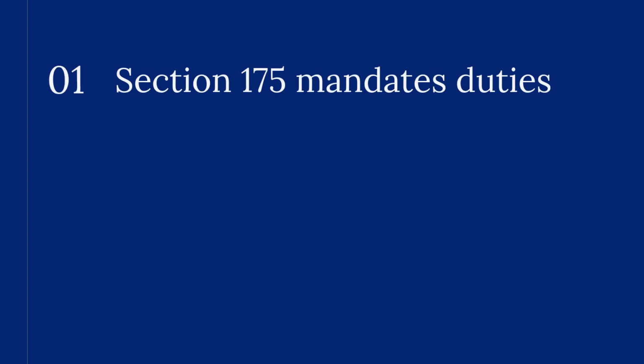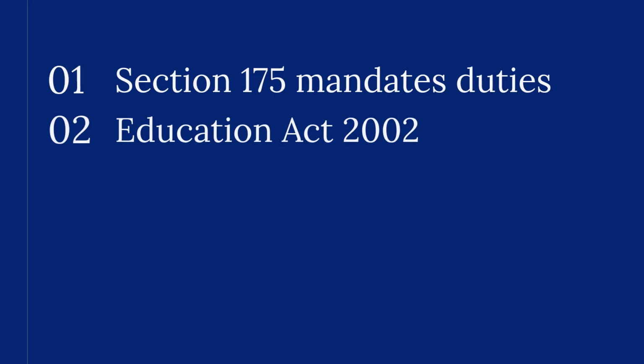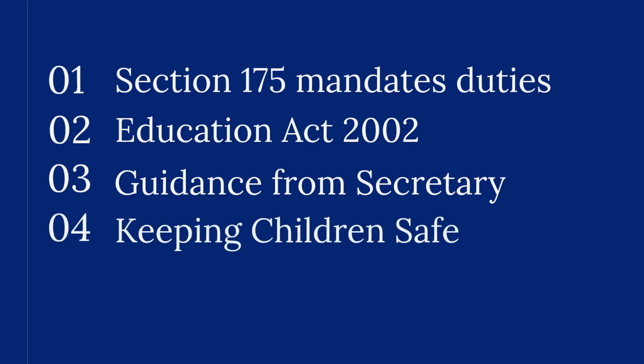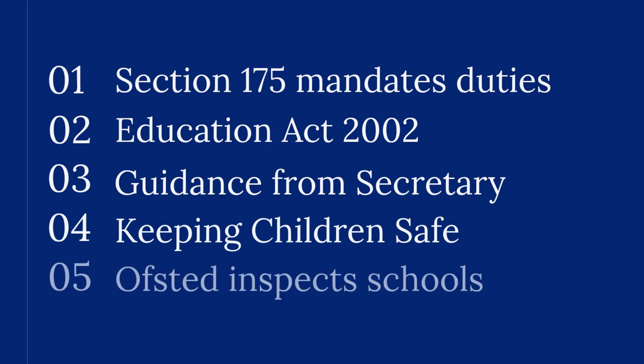Section 175 of the Education Act 2002 mandates safeguarding duties for schools. Schools must follow guidance from the Secretary of State, currently Keeping Children Safe in Education. This section forms the basis of school safeguarding policies. Ofsted inspects schools against these duties. Governors have strategic oversight responsibilities.